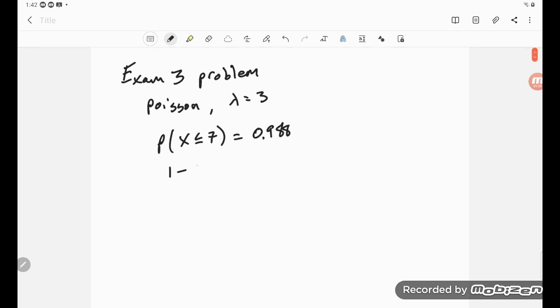This is kind of a funny one because people rightly came up with the probability that x is less than or equal to 7 is equal to 0.988. And so that means 1 minus the probability that x is less than or equal to 7 is equal to 1 minus 0.988, which is 0.012.